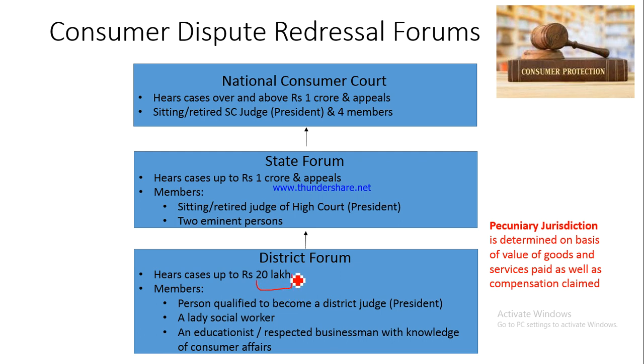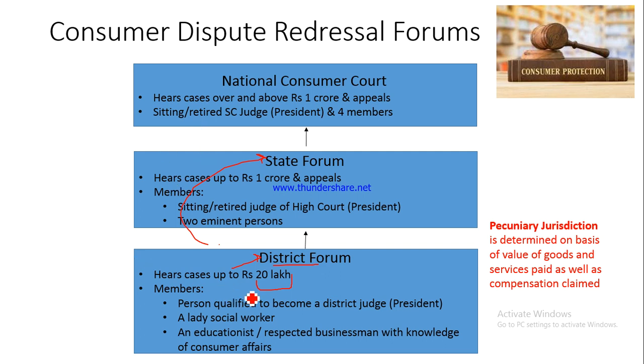Earlier this limit was much lower, then it was revised around 2000. So if the amount in contention is up to rupees 20 lakh, he can go to the district forum straight away. In case the amount in contention is beyond 20 lakhs, then he does not need to go to the district forum, he will have to go to the state forum. You understand? In case the amount is more than 1 crore, he will have to go straight away to the National Consumer Courts.